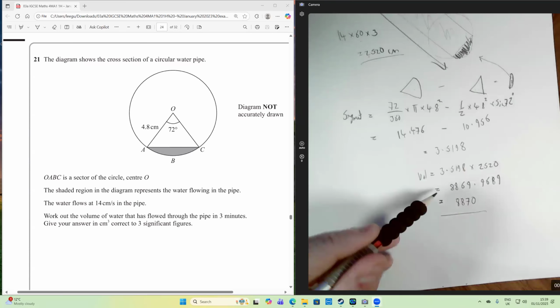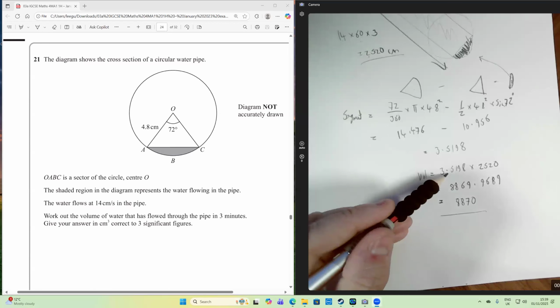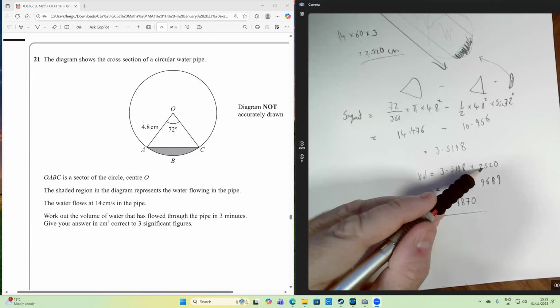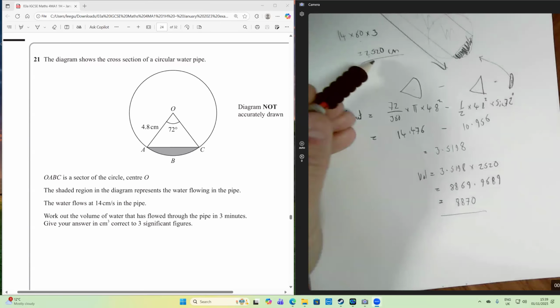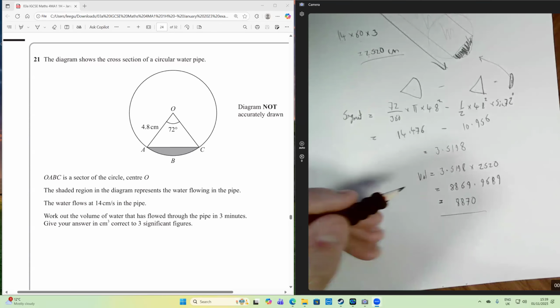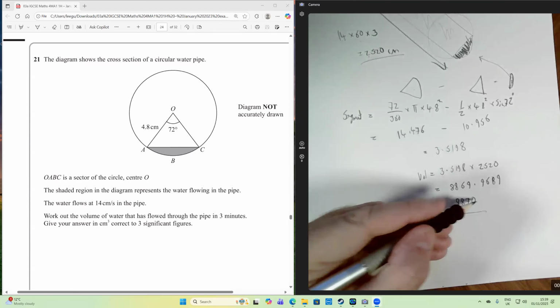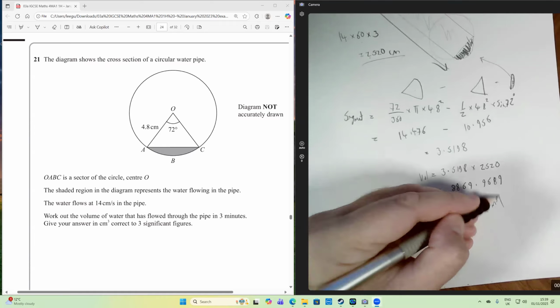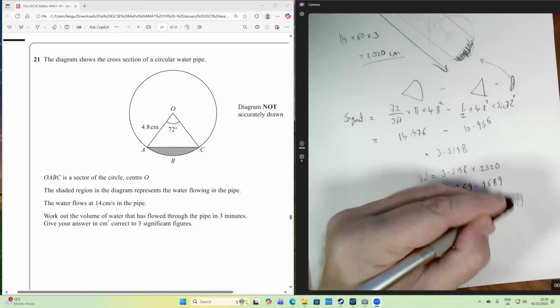So therefore the volume is going to be 3.5198 times 2520 that we found up here. So the volume of water flowing through the pipe, correct to 3 significant figures, is going to be 8870 centimeters cubed, and that is correct to 3 significant figures.